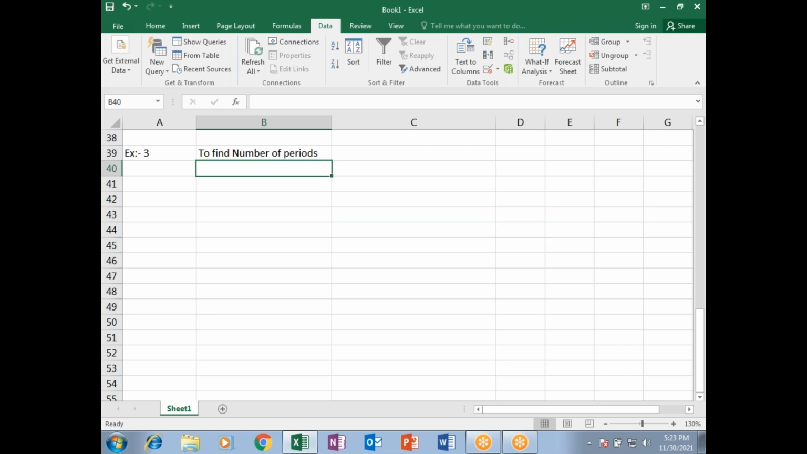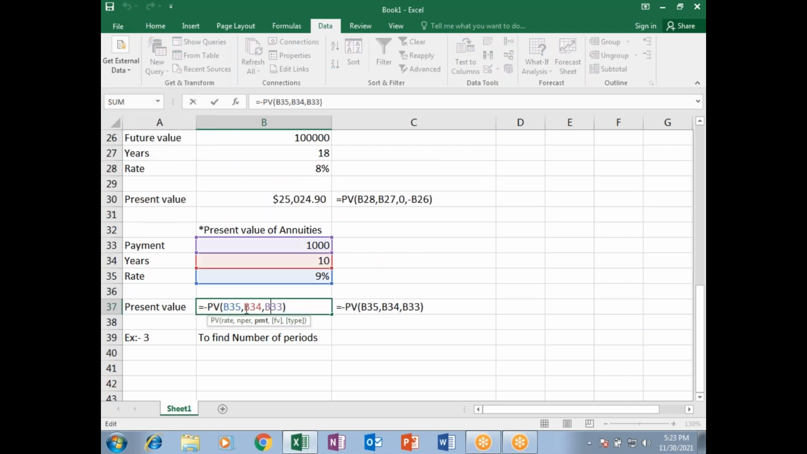So now, if I wanted to find out the number of periods, before this what I used to do was find out the future value and the present value. I already added the NPER. So within the syntax, you can see we have an NPER. That's nothing but the years. So now I wanted to find out, based on my future value and the present value, the years. So NPER is nothing but the years which I wanted to find out.